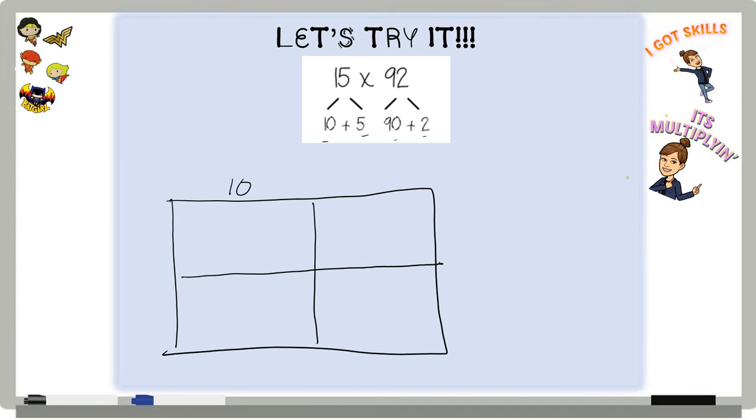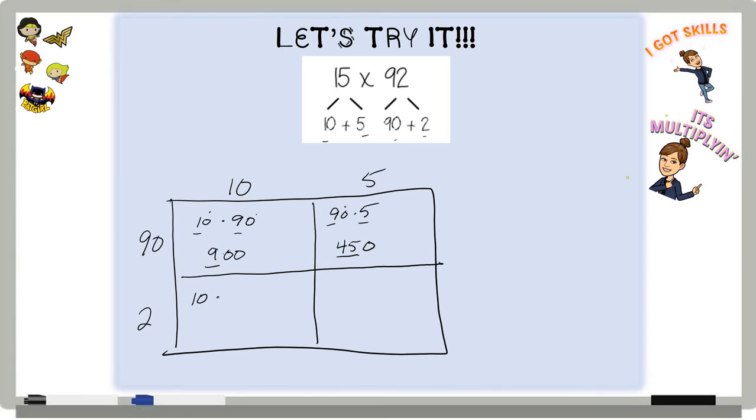Up here, I have 10 and 5. Over here, I have 90 and 2. In this box, I'm going to do 10 times 90. Again, 1 times 9 is 9. And then I have these 2 zeros on top that I add to my answer. In this box, I'm going to do 90 times 5. 9 times 5 is 45. And then I add that 0 to the top.